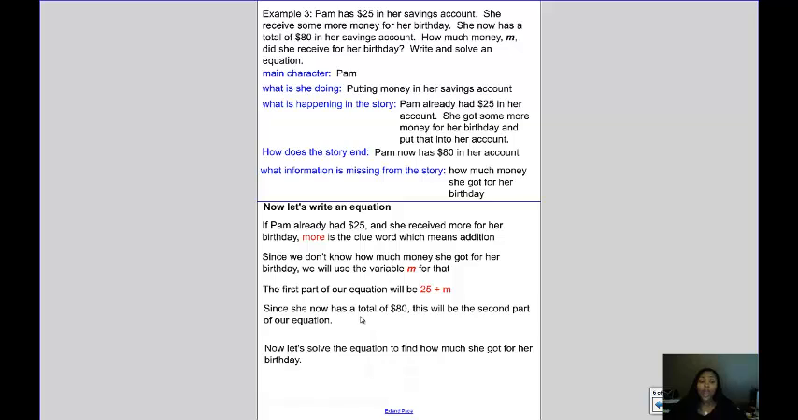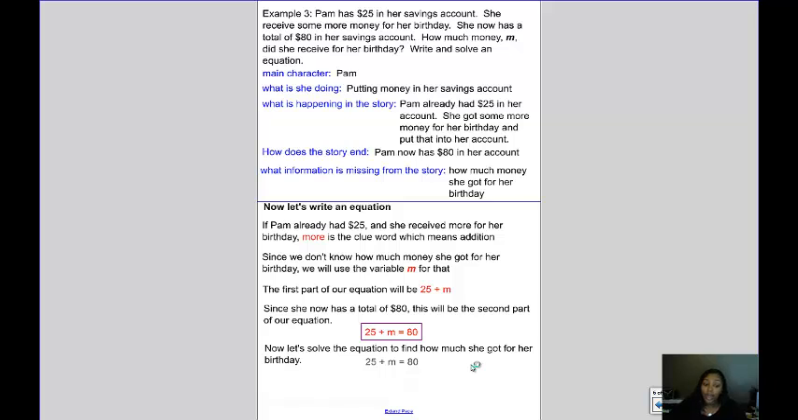And then we know after she added in her money, she ended up with a total of $80. So that's going to be the second part of my equation. So that means my equation would have to be 25 plus M equals 80. So here's my equation. Now what we want to do is find out how much money she actually got for her birthday. So we're going to solve the equation.